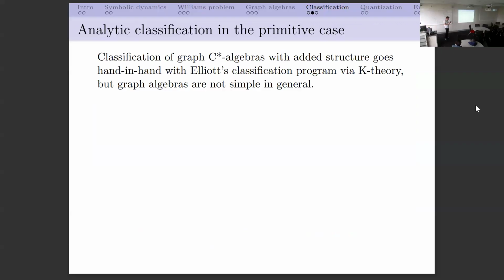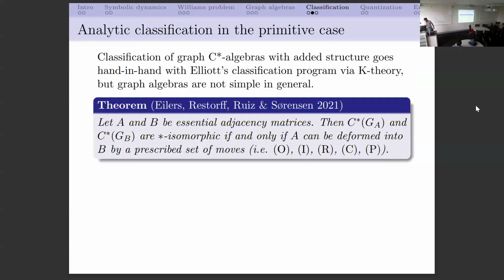Classification of graph C-star algebras with additional structure is related to classification via the Elliott program, and there is an equivariant classification machinery via equivariant K-theory or graded K-theory that you can apply. But graph C-star algebras and Leavitt path algebras are not simple in general, so you can't quite apply the machinery that they have in the simple case for C-star algebras.